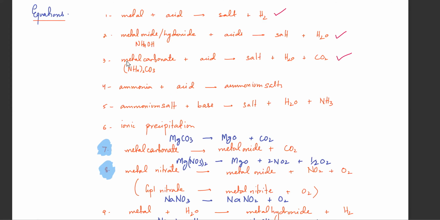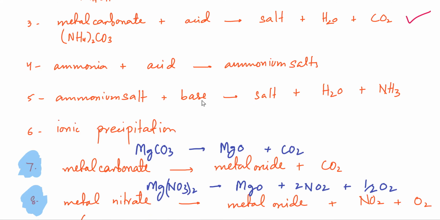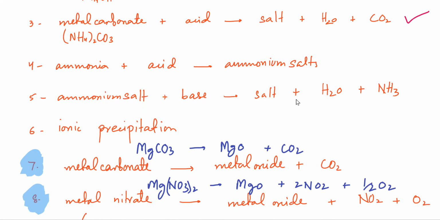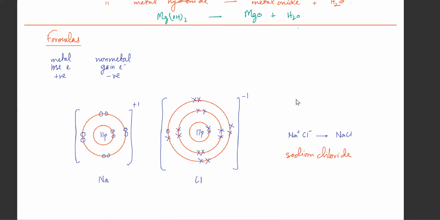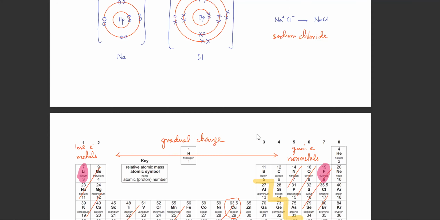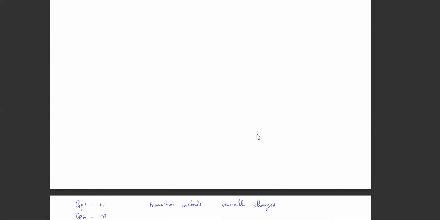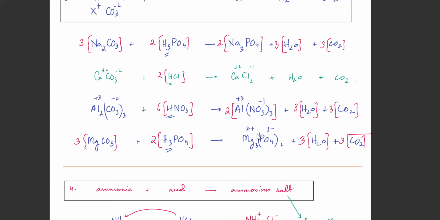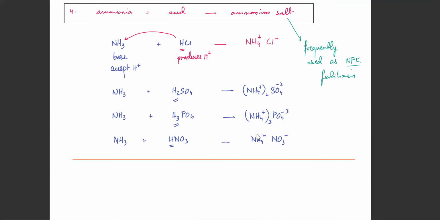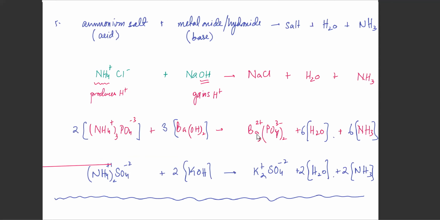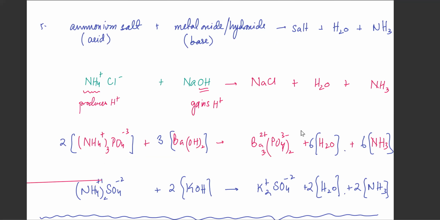So remember equations. It's very important. Sometimes they'll give you equations, sometimes, like in this question, they won't. For example, this equation: ammonium salt with a base produces salt, water, and NH3. I must have practiced this equation somewhere. This is equation number 4, after formulas. Ammonium salt with a base produces salt, water, and NH3.